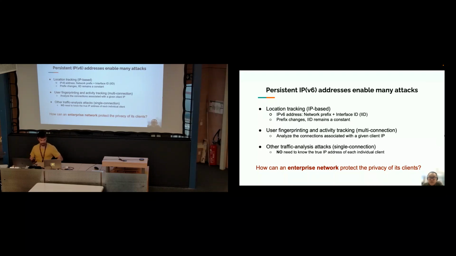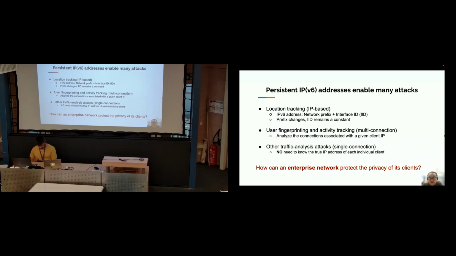For example, the IPv6 address assigned to a client usually consists of two parts, the network prefix and the interface ID, or IID. When the client moves between different networks, the prefix changes, but the ID may remain unchanged, which enables location tracking. And unpassed attackers can build profiles based on traffic associated with a given client IP to track user activity, or perform more advanced traffic analysis attacks, such as website fingerprinting, to infer the website the client is visiting.